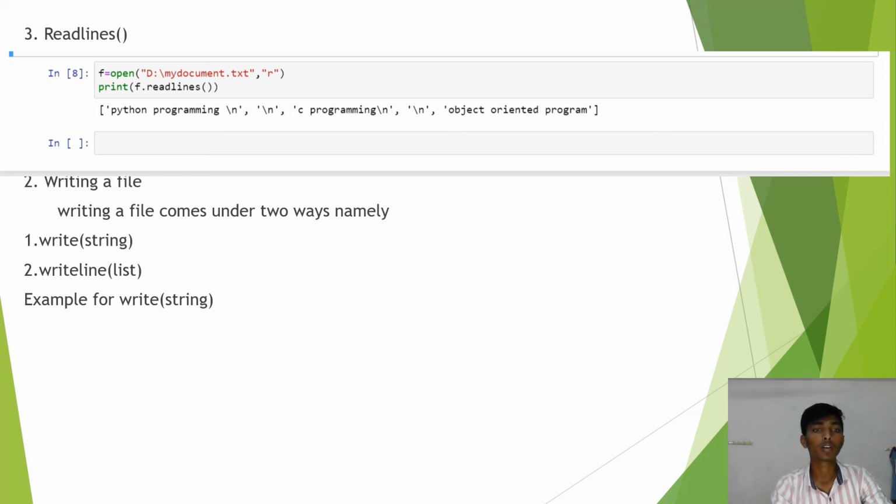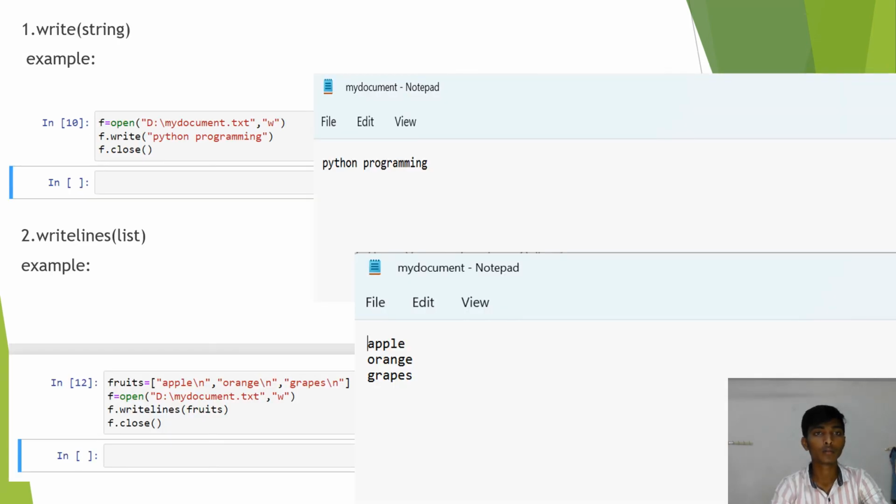And now we are going to discuss writing a file. Writing a file can be done in two ways, namely write(string) and writelines(list). Let us look at an example for write(string). F equal to open of D colon slash mydocument.txt comma w. mydocument.txt is the file name and w is the mode. F dot write of Python programming. This Python programming is the data we are inserting in that file.